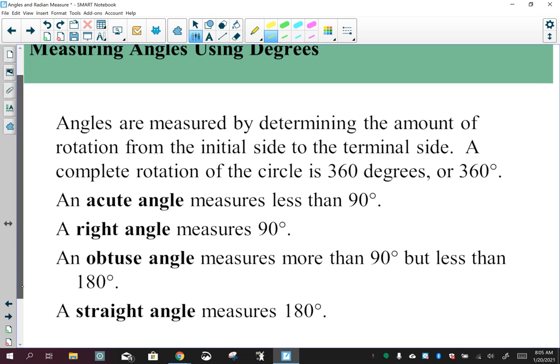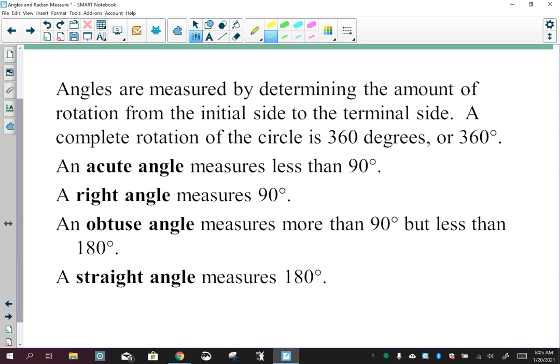So angles are measured by determining the amount of rotation from the initial side to the terminal side. So we've talked about that already. If you go around the coordinate system one full turn, you've gone 360 degrees. And then you should remember these from geometry.